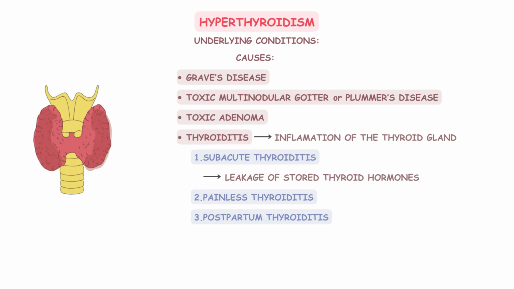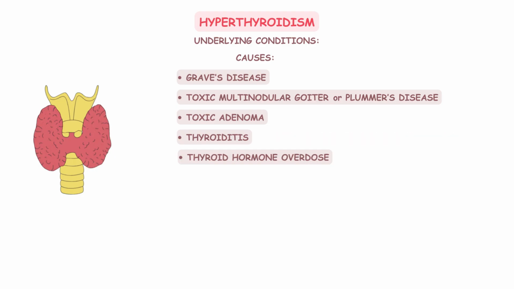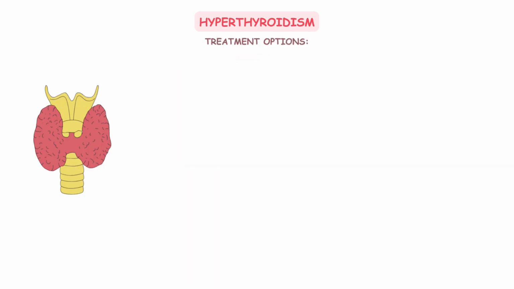Then thyroid hormone overdose, which occurs when someone intentionally or accidentally takes too much thyroid hormone medication, like levothyroxine. Okay, so those were the causes for hyperthyroidism. Now let's talk treatment options. These depend on the cause, severity, and patient factors.